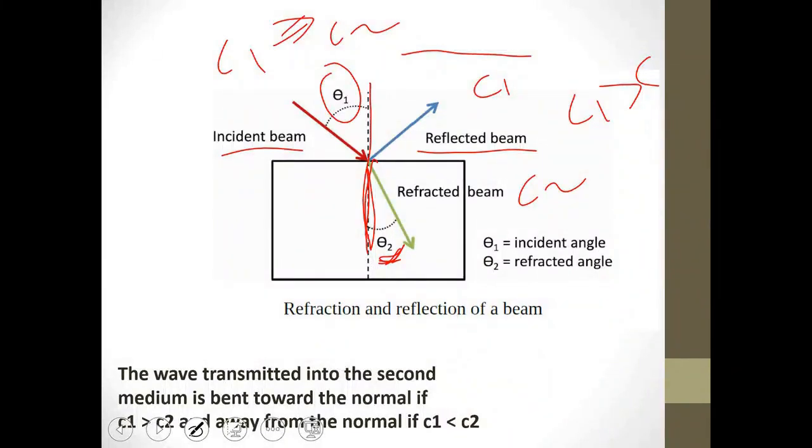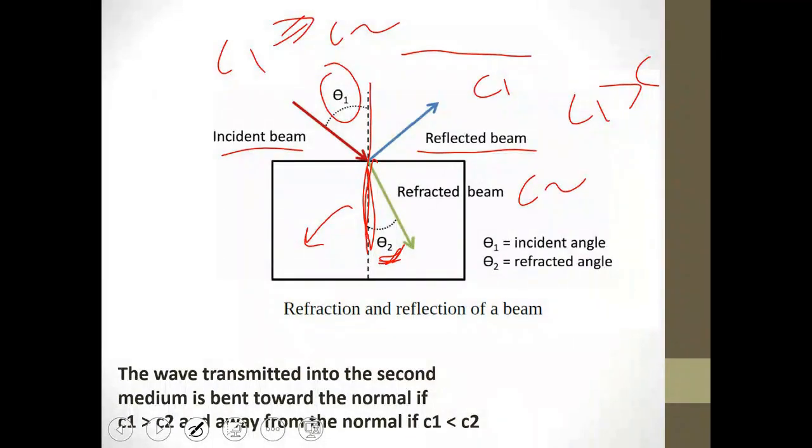When the ultrasound beam moves from a medium with a lower speed to a medium with a higher speed, your refracted angle increases and the beam moves away from the normal. The normal is the line perpendicular to the interface between the two media. When moving from a medium with high speed to a medium with low speed, the speed will decrease and the beam will move closer to the normal.